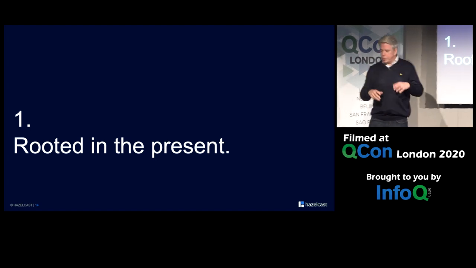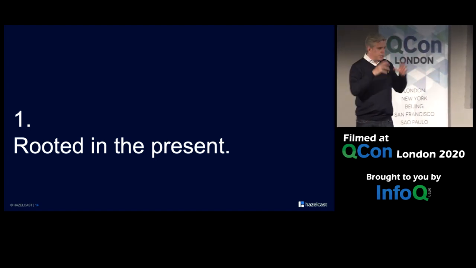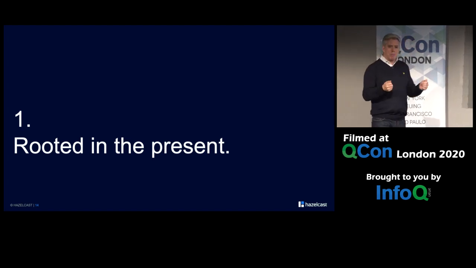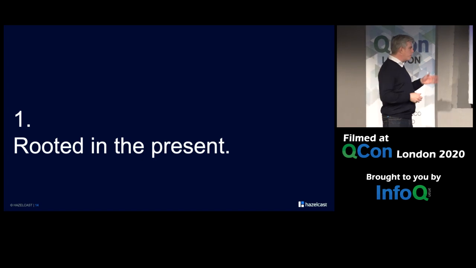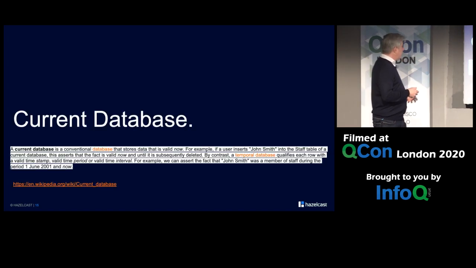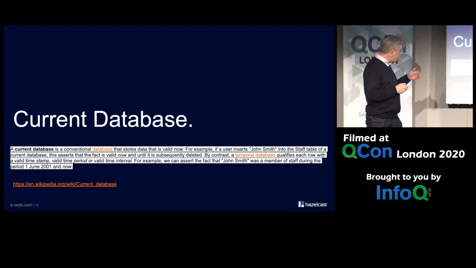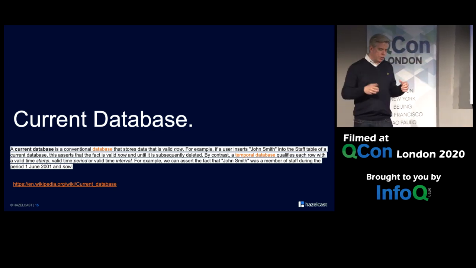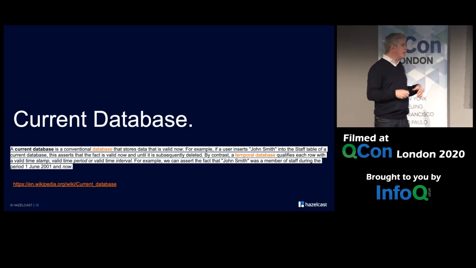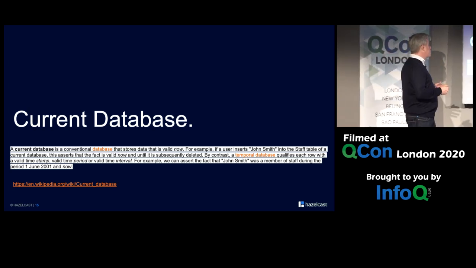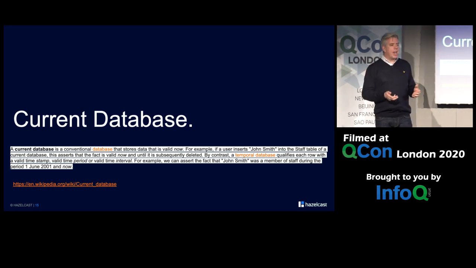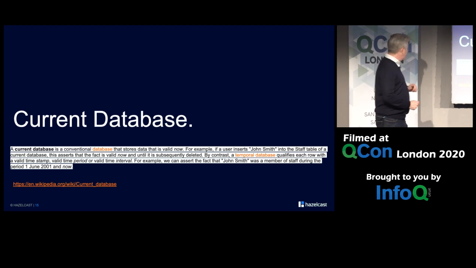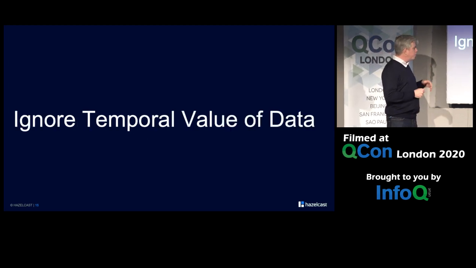So the first thing with relational databases and these legacy architectures is that we're going back to this concept of time, and they're really rooted in the present. There's a term on Wikipedia that you can look up. It's called the current database, and that's really a database, not just relational, but any kind of data store that doesn't have a concept of time. It just stores the data that is valid now, so it doesn't keep a history of what's been changed in the database. And so we want to get away from that.